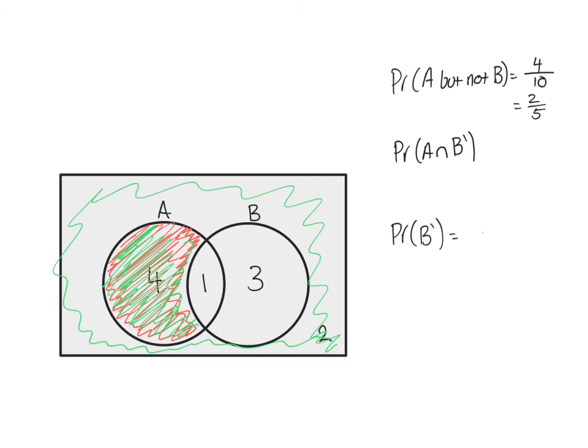So let's have a look at how many events meet this condition. There are a total of 10 events. So we've got 2, 4, so we've got 6 out of 10. So the probability of event B not happening, or not B, is 6 out of 10. We can simplify this to 3 out of 5.